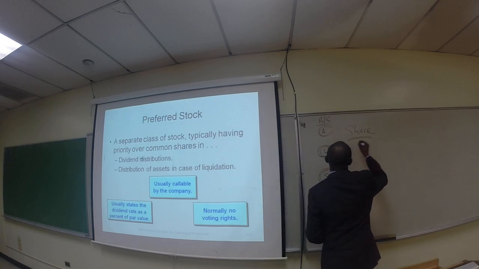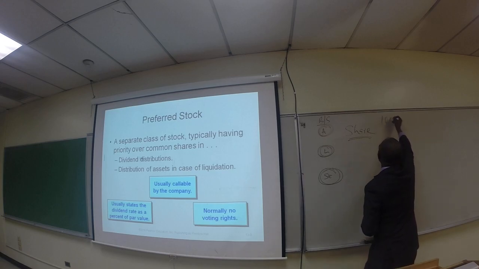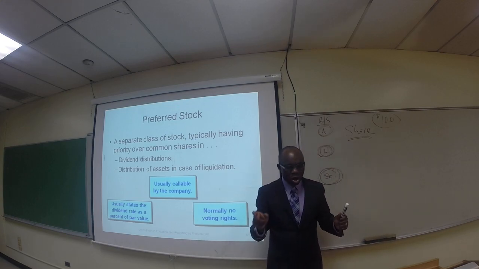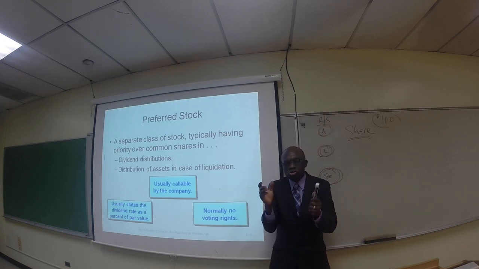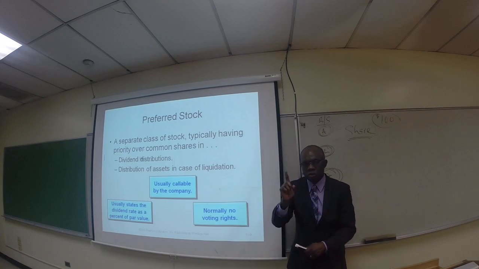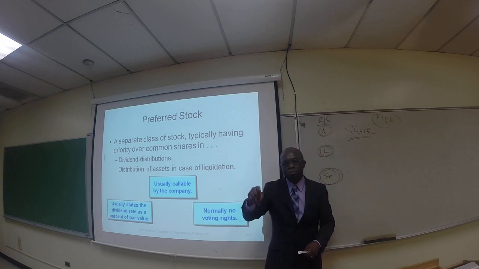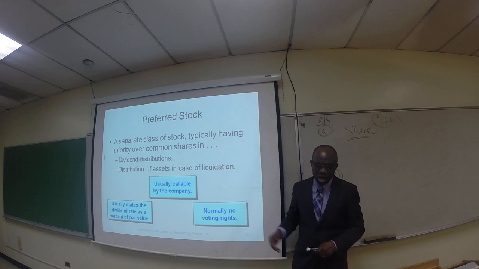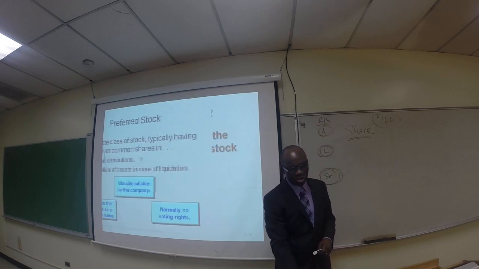So if the par value of a preferred stock is $100, we can say that 1% of that par value is going to be the dividend for the preferred shareholder. So 1% of 100 will give you $1. So we are going to pay $1 per share to the preferred shareholders in form of dividends. And normally, no voting right for preferred stock.